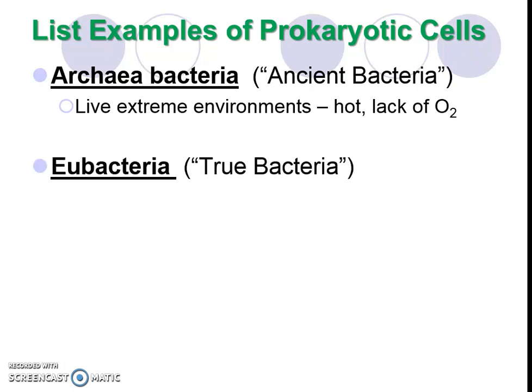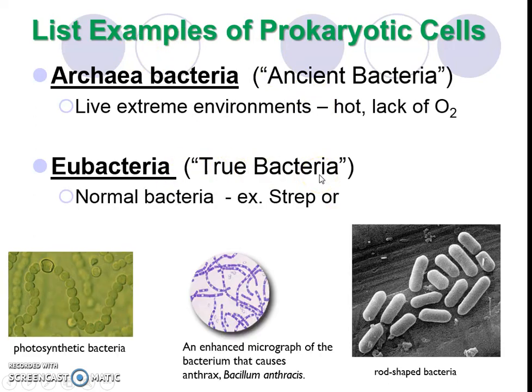Eubacteria is known as true bacteria. They're the ones we know about the most, like strep, or other things that you probably can think of like anthrax. All right, so we'll learn a lot about these. We're going to talk about these throughout this class.